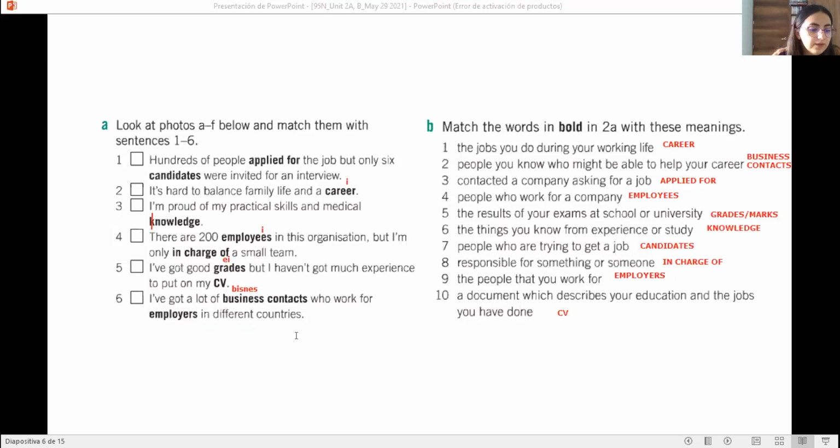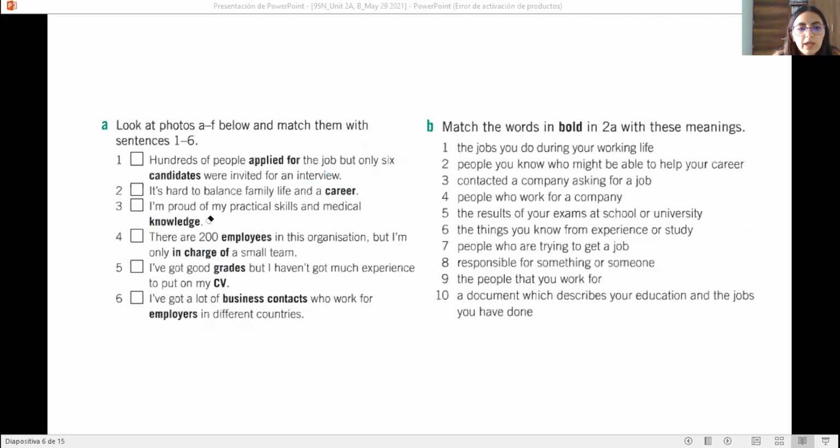Employers. Don't forget about these words, guys. Practice the pronunciation of these words at home. ¿Sí? Practiquen la pronunciación de estas palabras en casa. Tomen un apunte por ahí de cómo pronunciarlas, que luego ya las vamos a utilizar también en la práctica. Okay, so let's move to the next part.